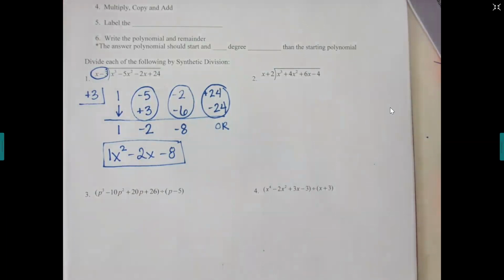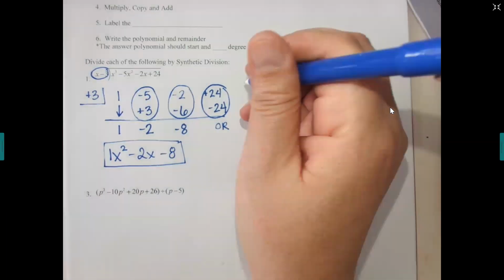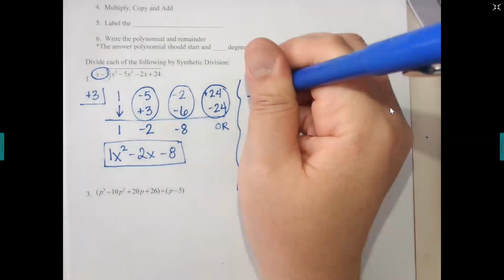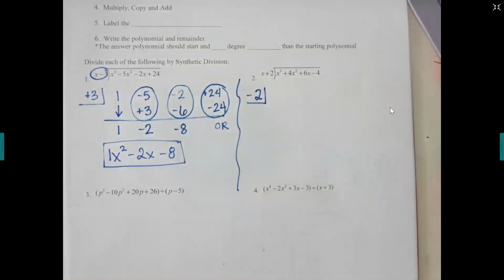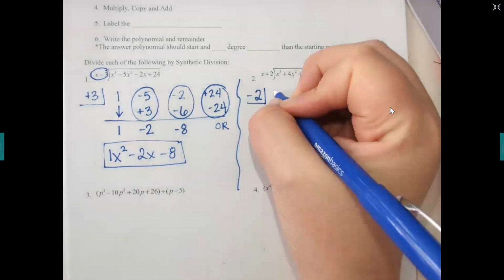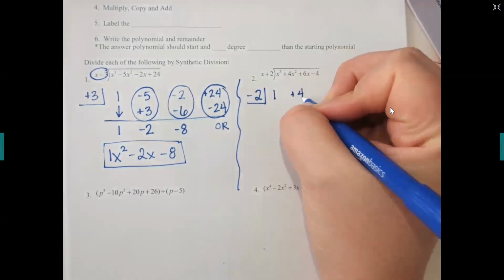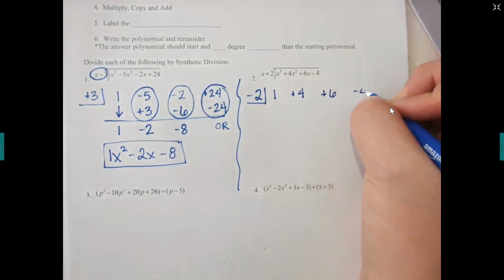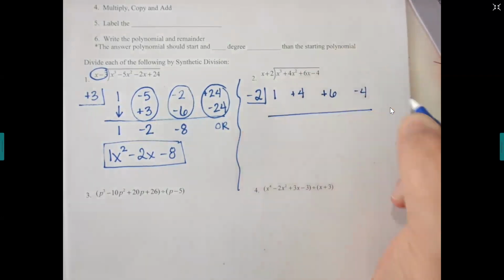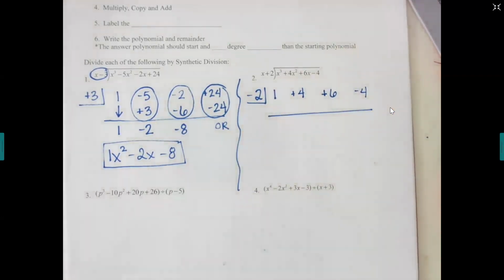What am I dividing by? X and a what? +2. Then what do I put in the box? -2. Then remember, I want to be lazy. I don't want to rewrite the whole thing, so I'm just going to pull the numbers. I have a 1x cubed, a positive 4x squared, a positive 6x, and a -4. Notice I'm not writing any of the x's because I want to shortcut it.